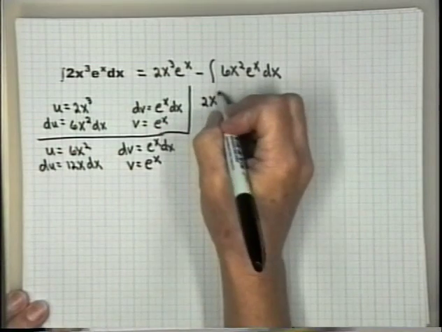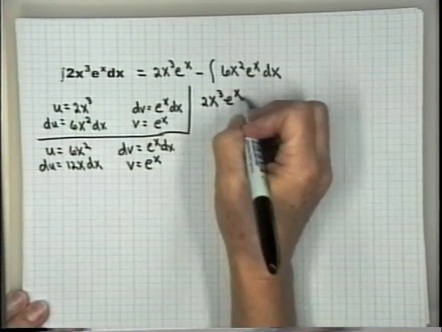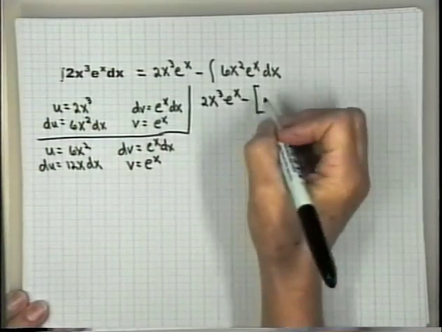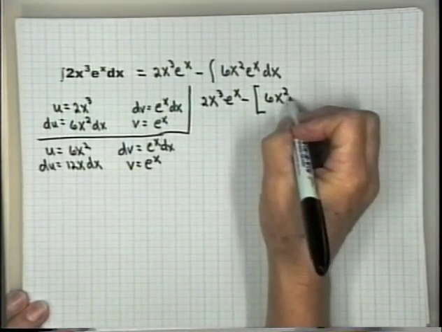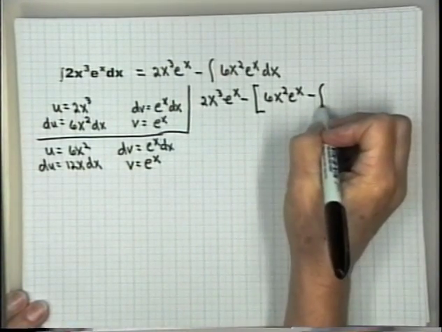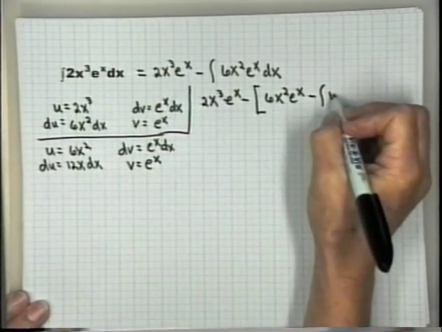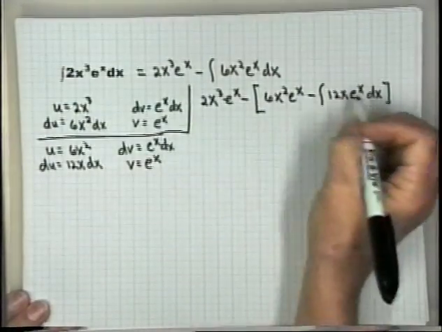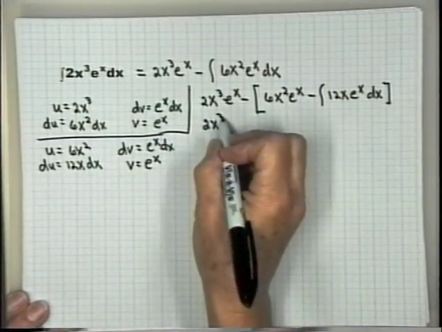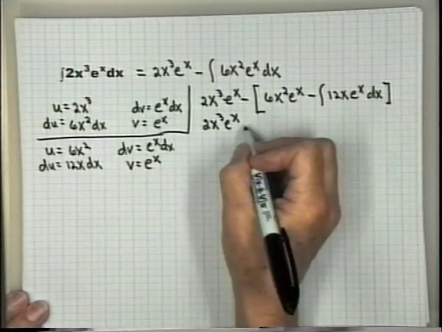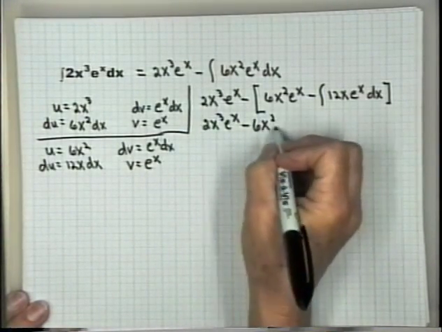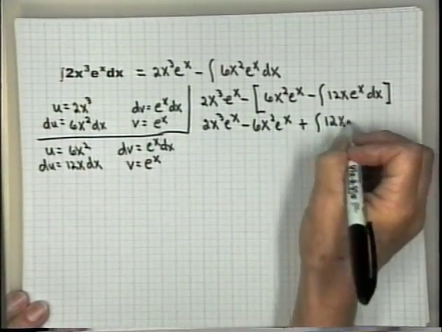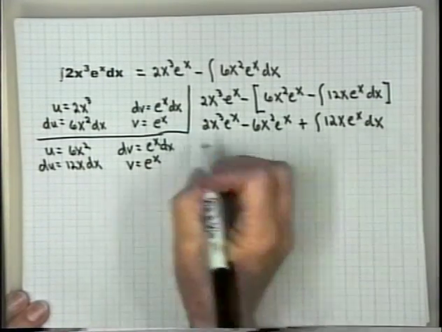Okay, as we did a while ago, we're going to be careful with this negative sign. I have 2x cubed e to the x minus. Now let's put a bracket. For this integral, u times v will be 6x squared e to the x minus the integral v times du is 12x e to the x dx. Now let's clean this up a little bit. I have 2x cubed e to the x, distributing the negative, minus 6x squared e to the x. This will become plus the integral of 12x e to the x dx.